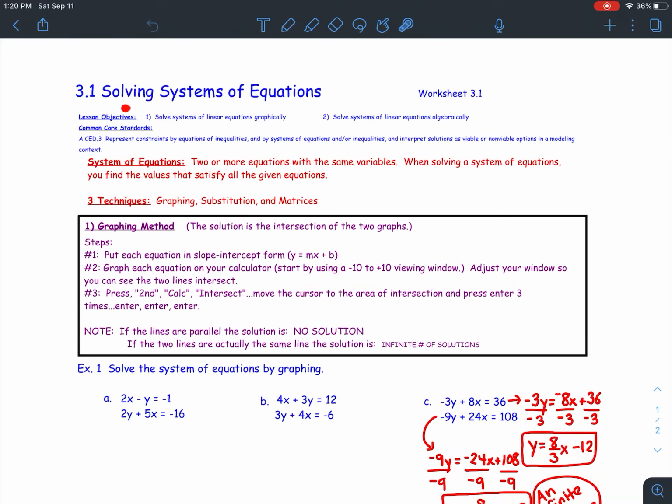So what we're going to be talking about here today is different ways to solve what are called systems of equations. Essentially, a system of equations is when you have two or more equations and those equations have the same variables in them. Your goal is to try to find the values for those variables that would satisfy all the equations that you're given. Okay, so solutions to all the equations.